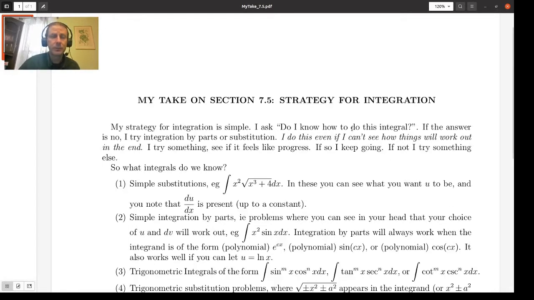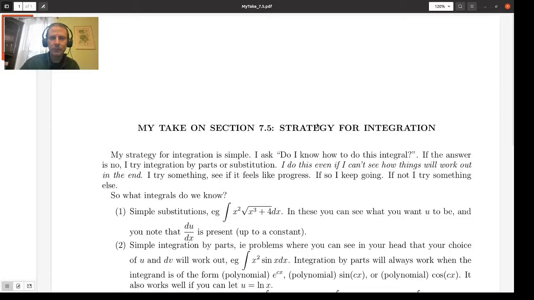In this video, I'll be giving you my take on section 7.5, which is about strategy for integration. The basic problem is that on a test or in the real world, nobody's going to tell you which type of integration technique to use. Furthermore, a lot of integrals are hard enough that it's not going to be clear what technique to use or even what technique is going to help. So this section is to give you some guidelines.